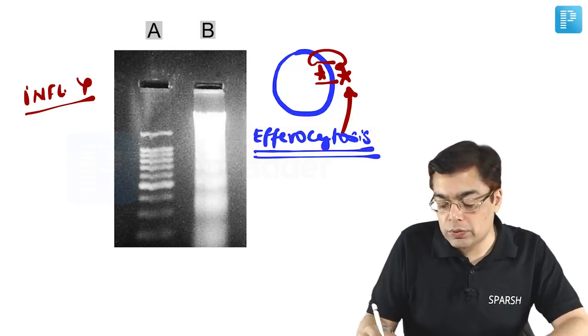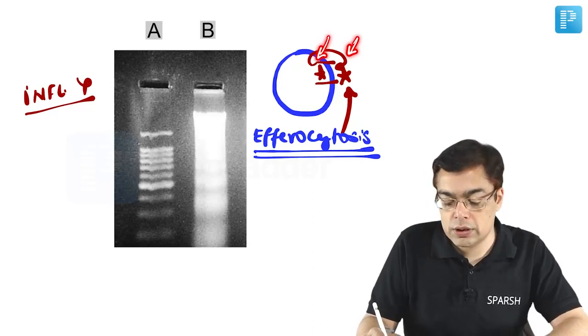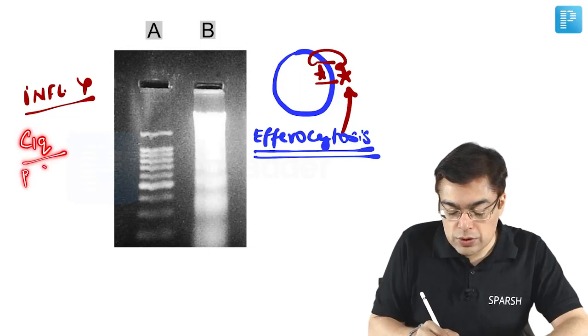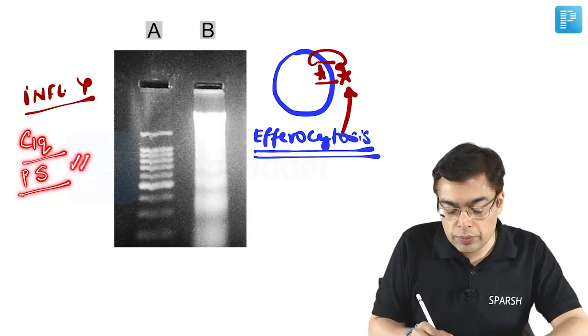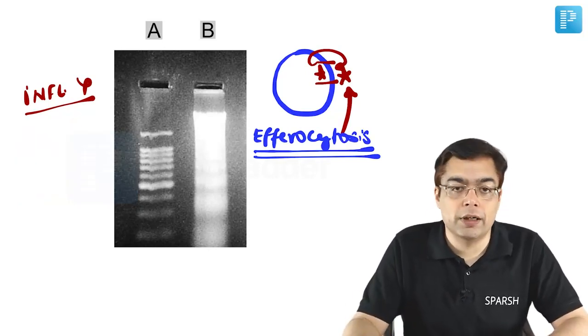Now the kind of molecules which are going to be responsible for causing this process of efferocytosis are going to be including molecules like C1q, and we have a molecule that is going to be given the name of phosphatidylserine. So these molecules are going to be important for the rapid clearance of the apoptotic cells from the affected tissue.